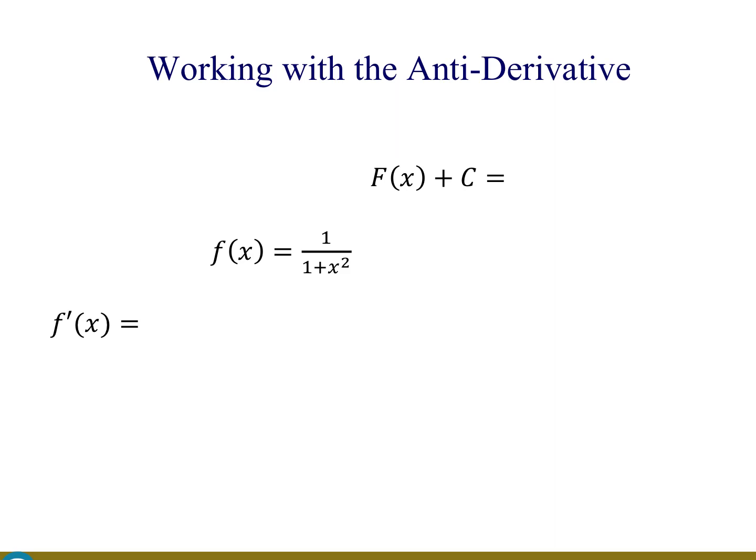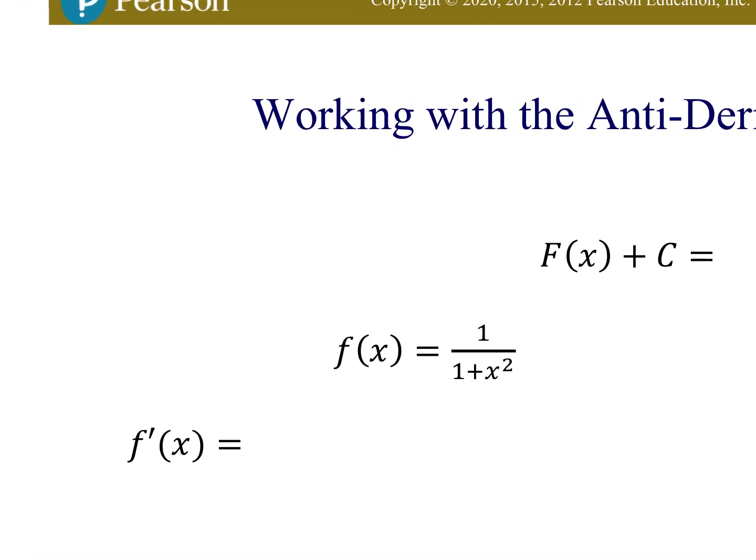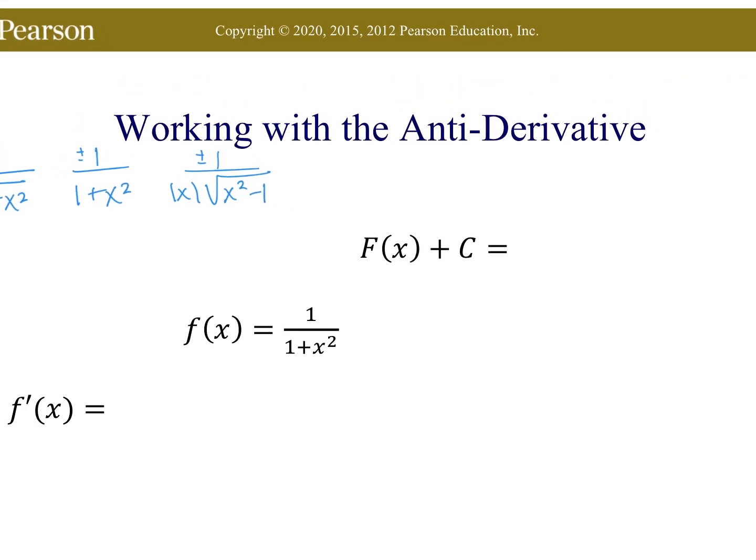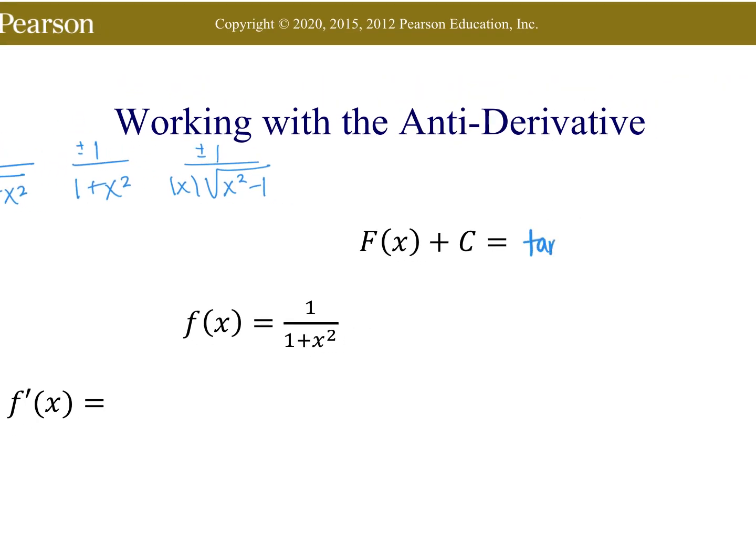It's one of our inverse trigs. We had 3 inverse trig derivatives. We had one that looked like this, and we had one that looked like this, and we had one that had an absolute value in it with a square root that looked like this. There were 3. So we should recognize and match this one. This one matches to the inverse tangent of x plus c.